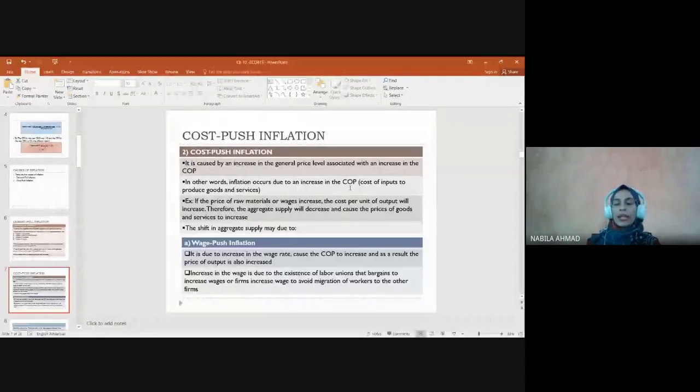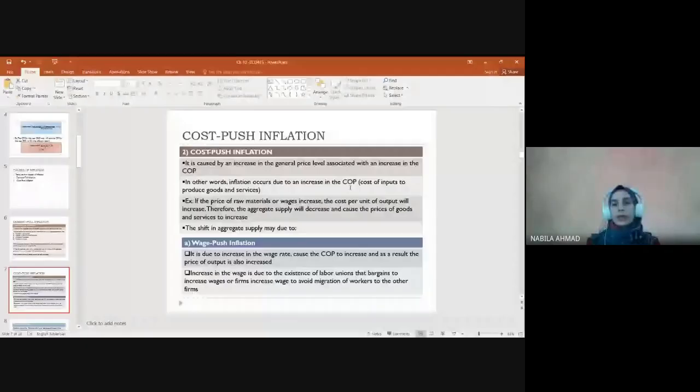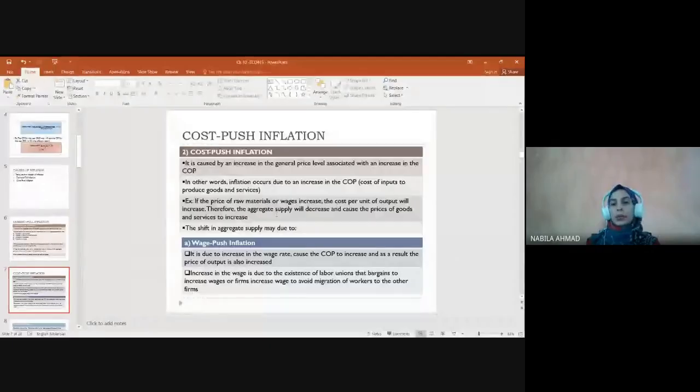So itulah berlaku inflation. Ya, for example, if the price of raw materials or wages increases, the cost per unit of output will increase. Therefore, the aggregate supply will decrease and will cause the price of goods and services to increase. So ini dia menyebabkan shift in the aggregate supply. Okay.